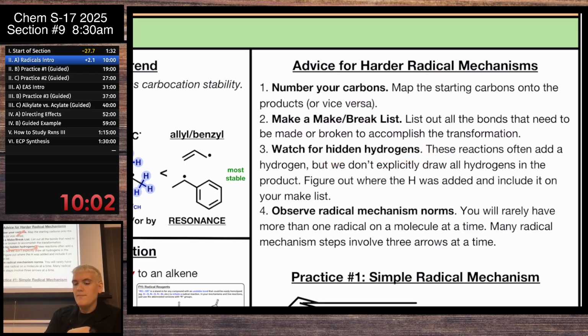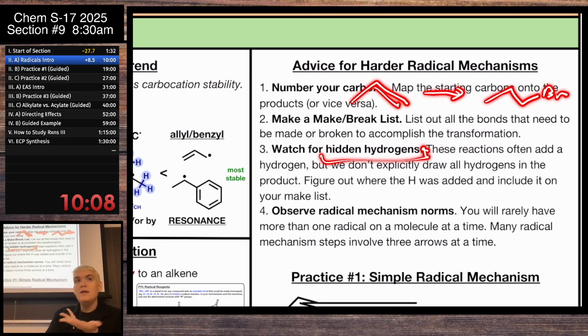So, for example, just this super basic one where we're going from this to this. If you're doing analysis of just starting materials and products, you might just be like, oh, we broke the pi CC, and then we made a sigma CBr, but in fact, there was a hydrogen that was added here that we just didn't show because we can imply carbon-hydrogen bonds. So we also had to make a carbon-hydrogen sigma bond. So watch out for that when you're doing your lists of the hidden hydrogens.